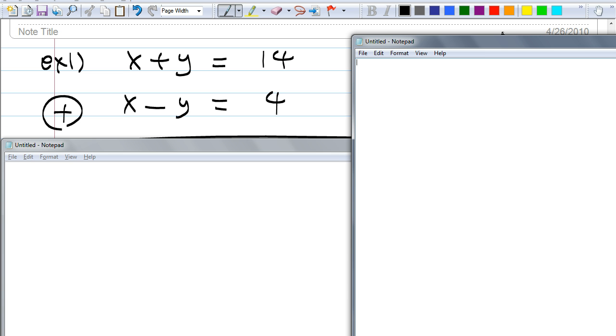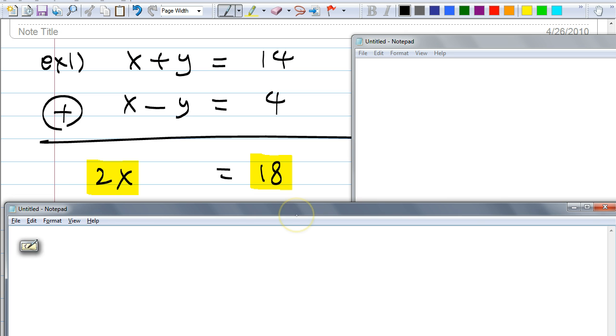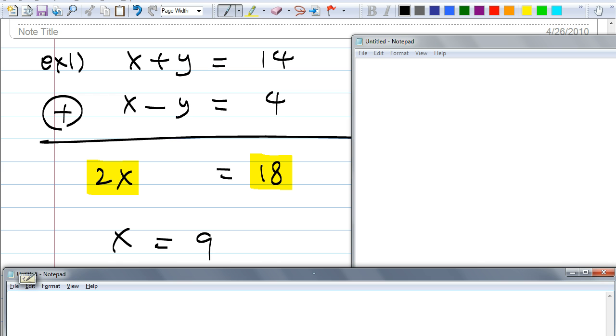Look what happens as we add them. Will one of the variables go away? Yes. Look, what's x plus x, guys? 2x. What's positive y plus negative y? 0. So you see the y cancels out. That's great. And 14 plus 4, of course, is 18. And do we know how to find x? Divide both sides by 2, we get 9. Easy?